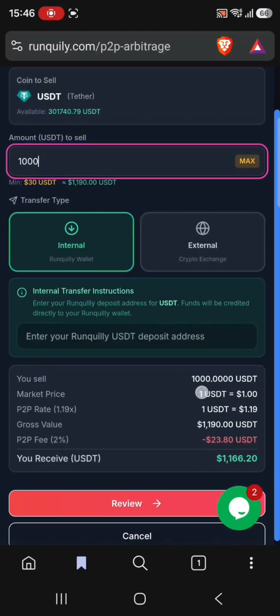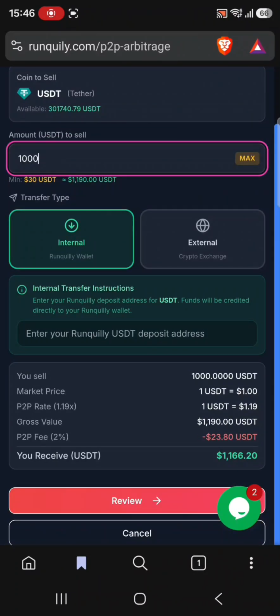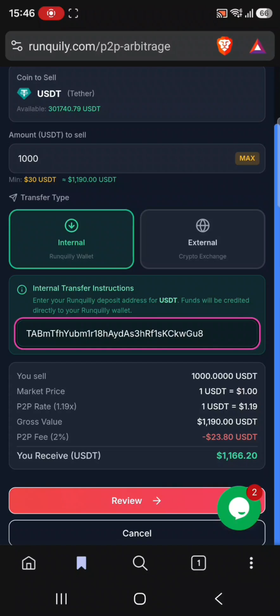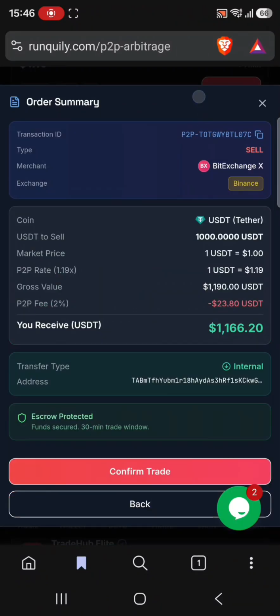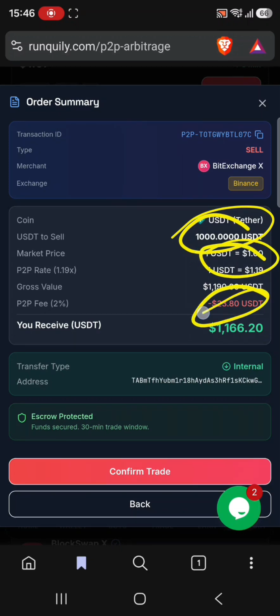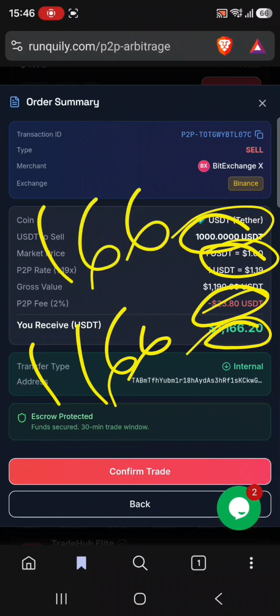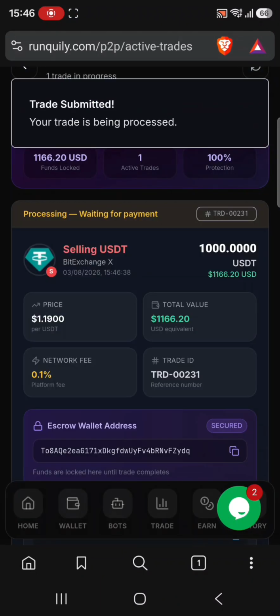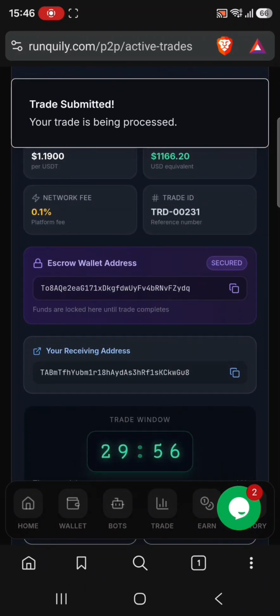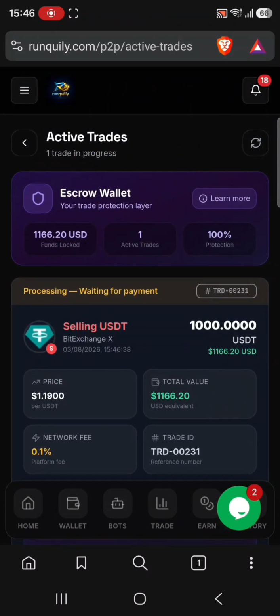So 1,000 will give us basically 1,166. I'll just paste the address there, then review. After reviewing, this is what you'll get: the capital, the rate, and also the P2P fee. The P2P fee is a basic thing. You can see I'll be receiving 1,166 after the P2P fee, which means my profit is 166 USDT. I'll just confirm my trade, and remember, it is escrow protected, so there is no way you can lose your funds while trading in Tranquilly.